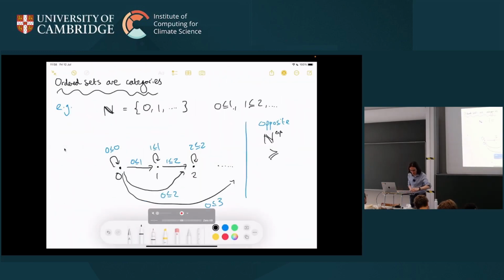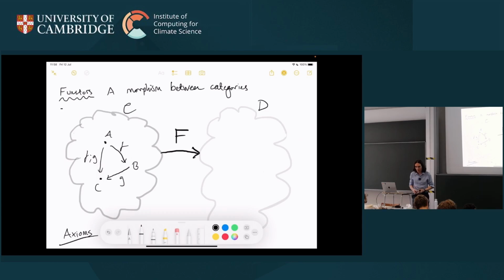jump back over to here. So to have a morphism between two categories, we have to have two categories. I'm going to call these categories C and D, and I'm going to use big F for functor. So that's going to be some map between these two things. And in C, we've got a bunch of objects already. We've got A, B, and C, and we've got our morphisms, f and g, and we've got the composite here. So what F is going to do is it needs to transform the objects in C into the objects in D, and it needs to transform the morphisms in C into the morphisms in D. It has to transform these two bits of information.